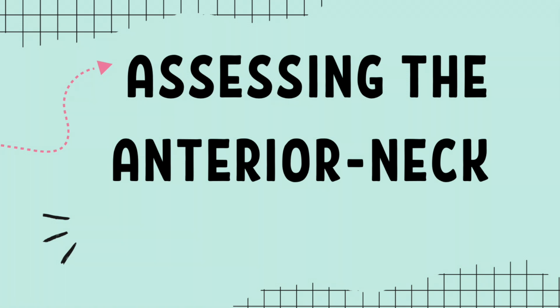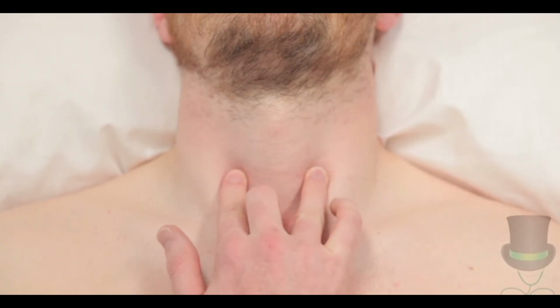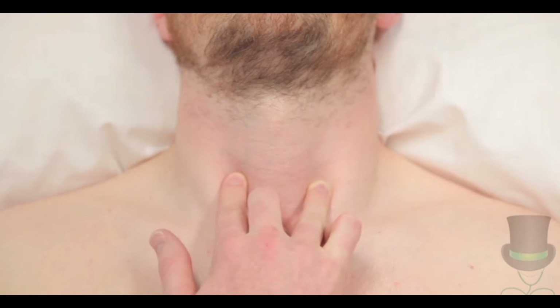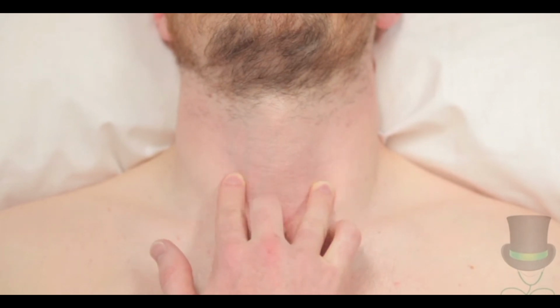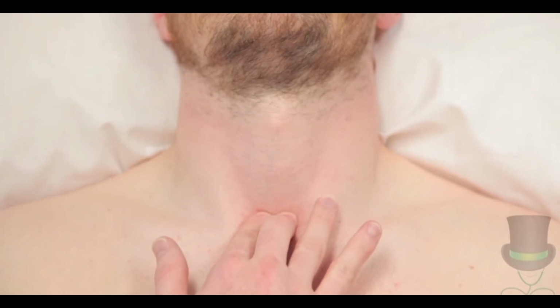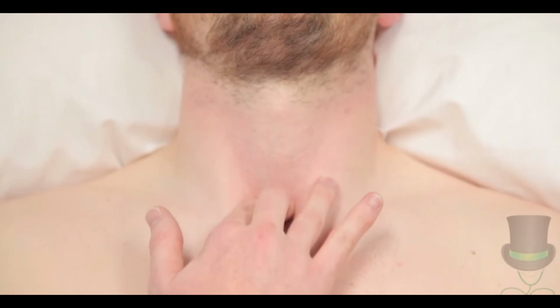Assessing the anterior neck. 1. Inspect and palpate the trachea. Rationale: this step detects any deviations in the trachea's position, tracheal deviation, which can be caused by masses or tumors in the chest or neck, an enlarged thyroid gland, or an aortic aneurysm. Palpation assesses for tenderness or instability, potentially indicating underlying issues.